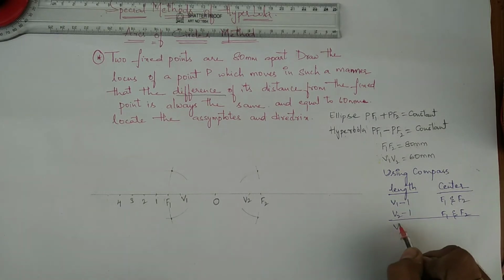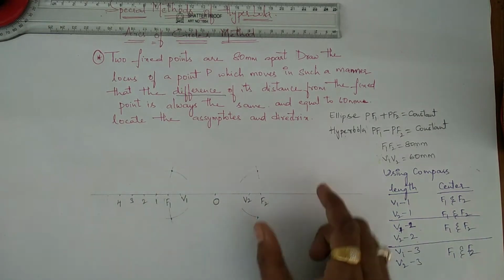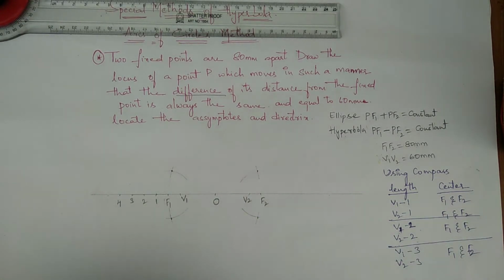Now next, similarly repeat it for V1 1 length, V2 1 length, V1 2 length, V2 2 length. Same for both of them, F1 and F2 as the centers. After this, V1 3, V2 3, same F1 and F2 as the centers, intersect the previous arcs. Like that you need to repeat it up to the 4th point. I'm going to do it without any explanation, so please watch the drawing.